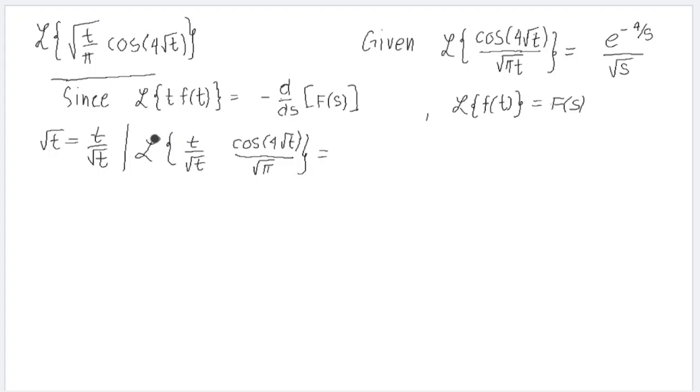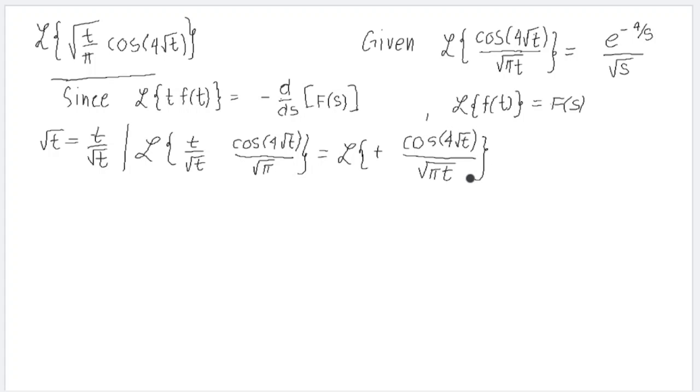Now, since we want this to be in the form of t times f of t, let's separate the t from f of t, and the f of t now becomes cosine 4 square root of t over square root of pi times t, because multiplying square root of t times square root of pi, it's just square root of pi t.